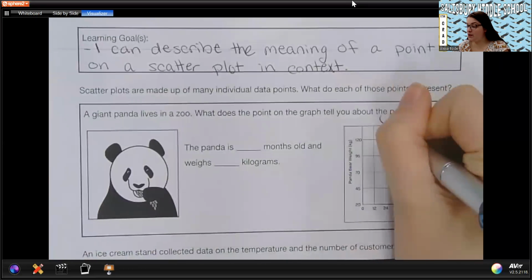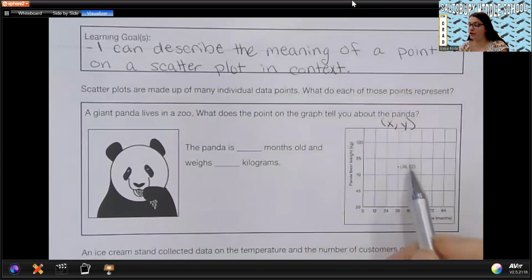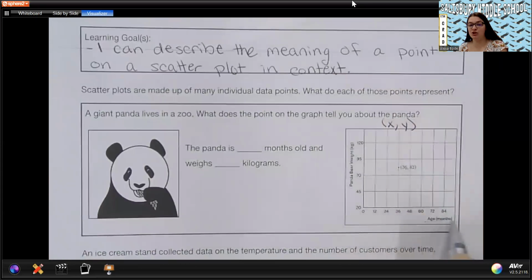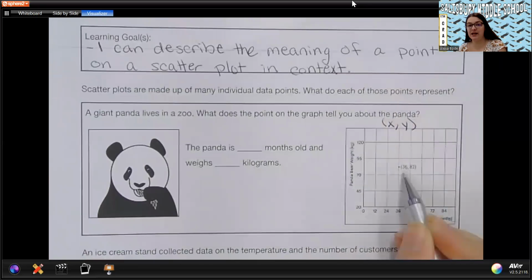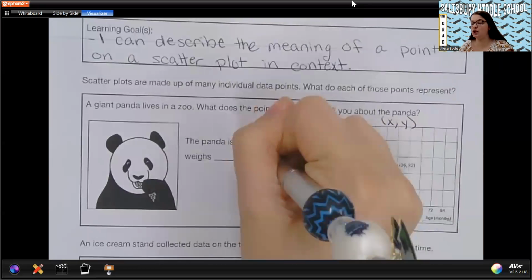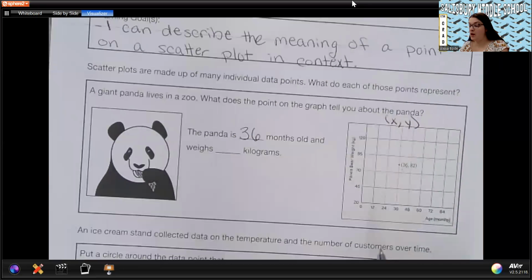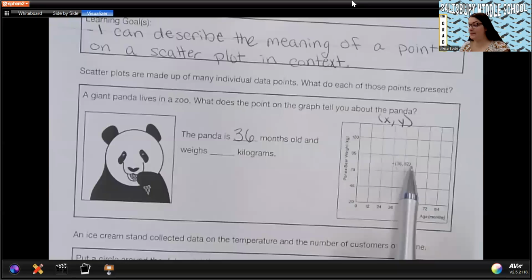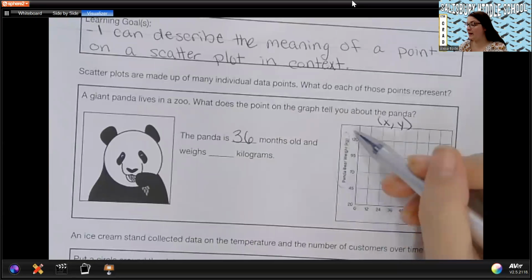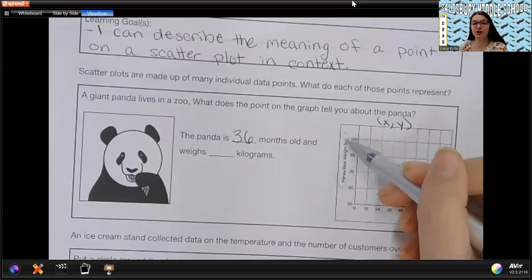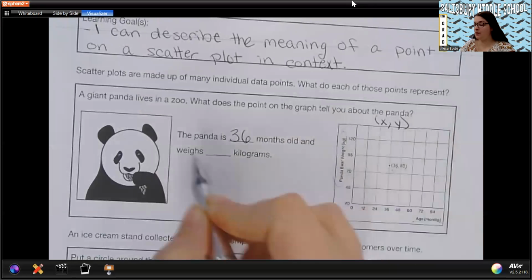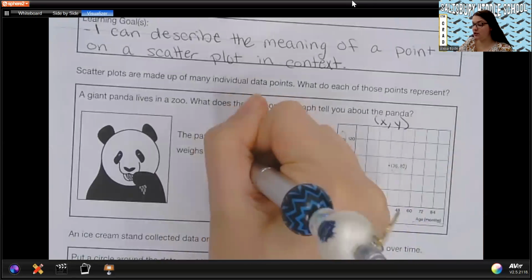So we know that points are written X comma Y. So the first number is the X value, the age of the panda in months. So 36 is the age of the panda. The panda is 36 months old. The Y, or the second number, is going to correspond with the Y value, the Y labeling. So that is the weight in kilograms, and our Y value is 82. So the panda weighs 82 kilograms.